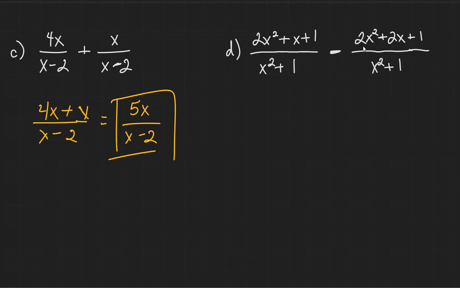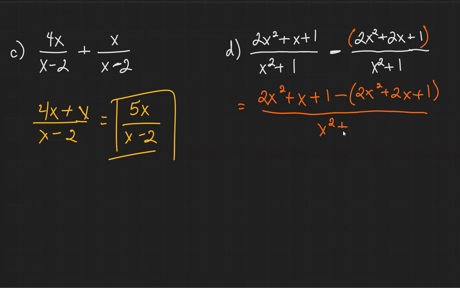So if it helps you, when you have a polynomial, instead of just one term like we've been dealing with, instead of monomials, just wrap it in parentheses so that you know that this operation is applying to everything, okay? So equals 2x squared plus x plus 1 minus that entire quantity, 2x squared plus 2x plus 1, and that's all divided by x squared plus 1.